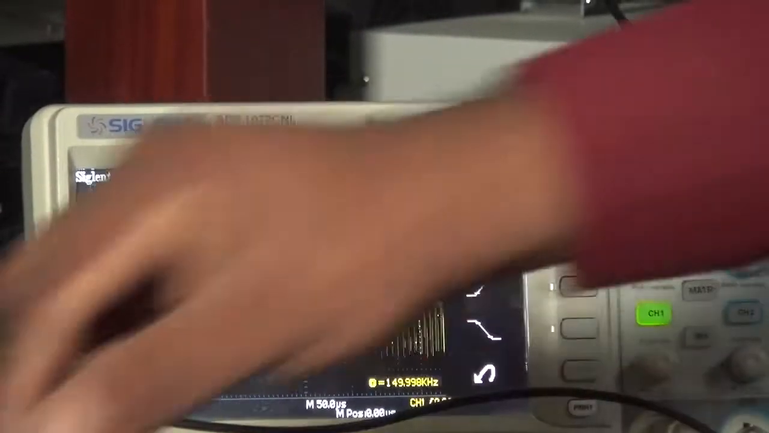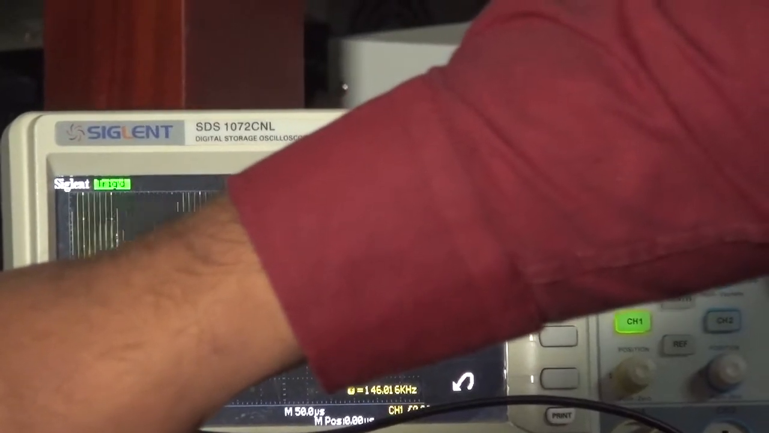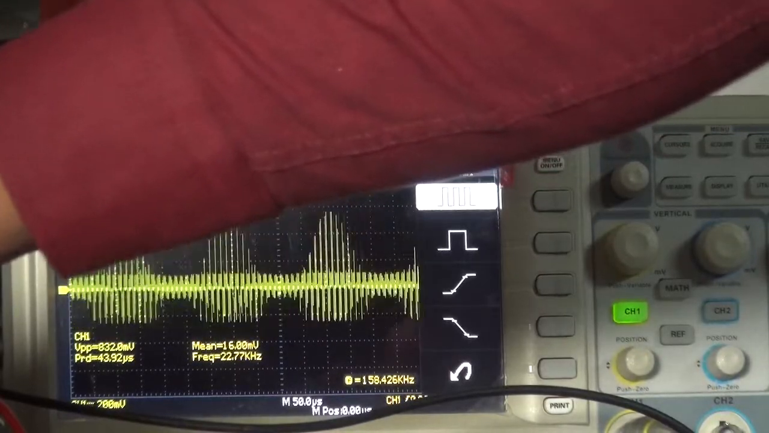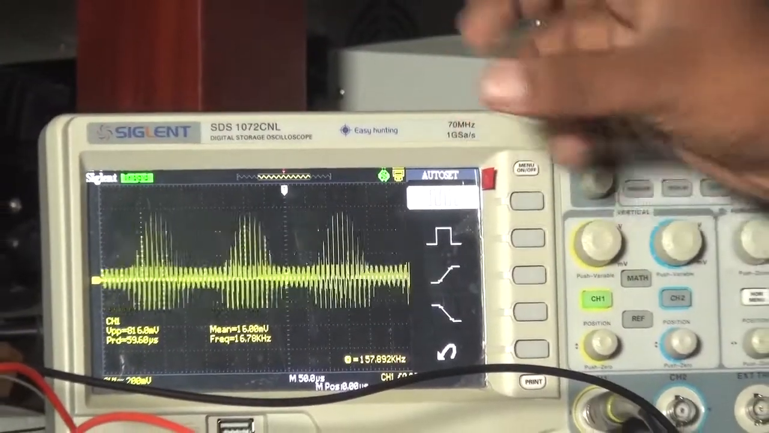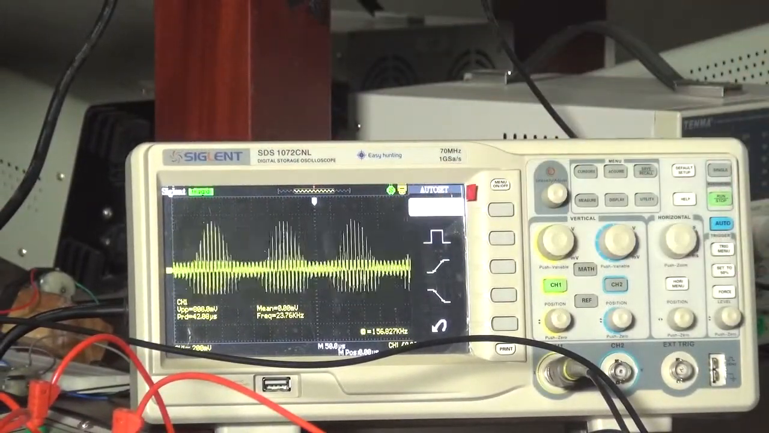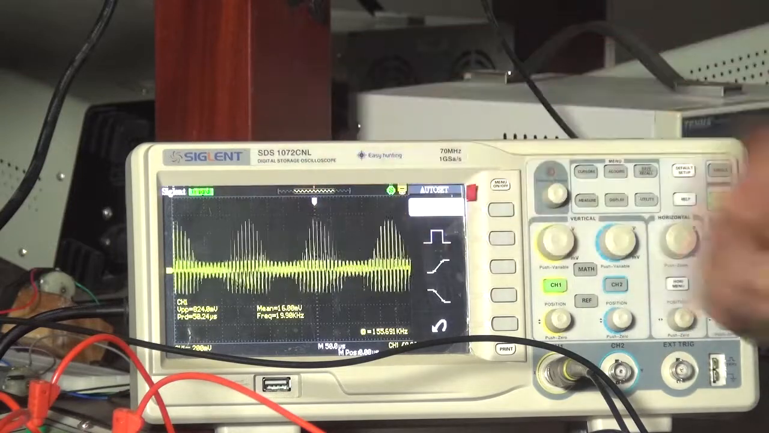we can get a proper modulated signal. Anyway, to continue our discussion, I hope this waveform is okay. You can see that this is a modulated signal. We can see the envelope there.